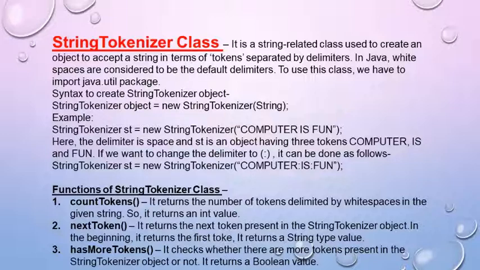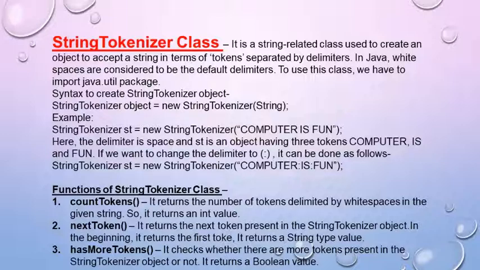Now the syntax to create the StringTokenizer object is StringTokenizer, then the object equals new StringTokenizer and the string is given in brackets. Example, StringTokenizer, the object name is given as st equals new StringTokenizer("computer is fun"). Here the delimiter is space and st is an object having 3 tokens. Computer is the first token, is is the second token, and fun is the third token. That means every word is considered as a token.